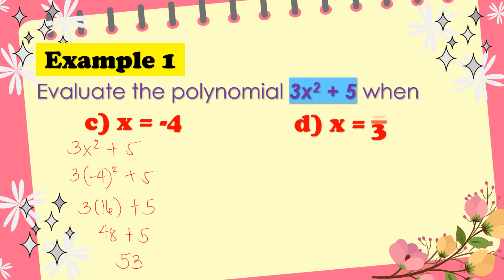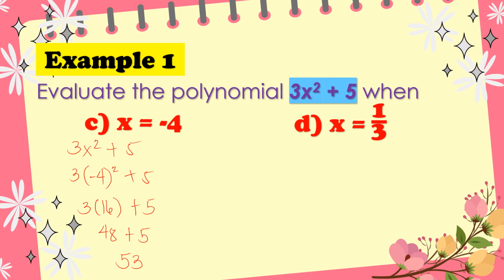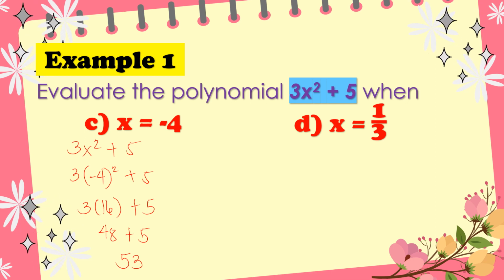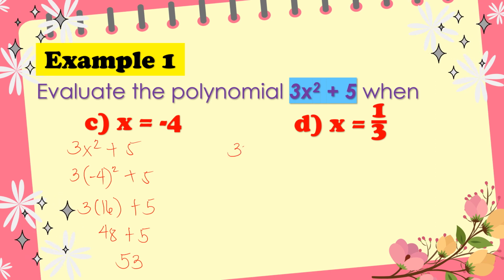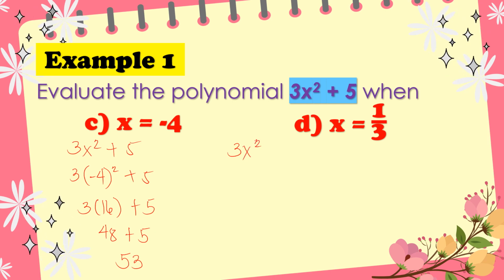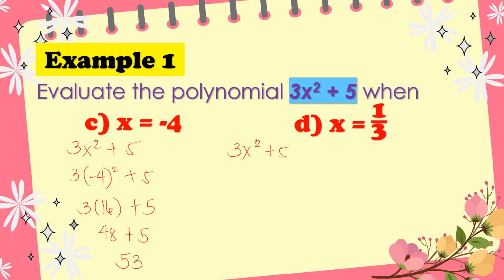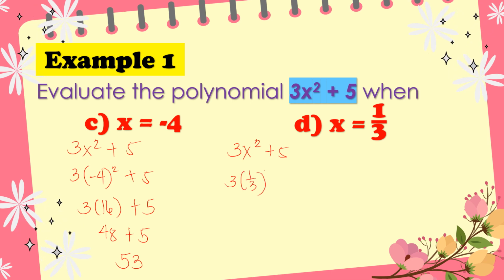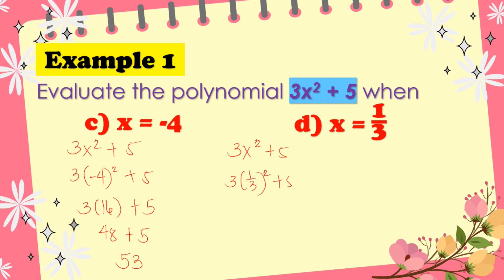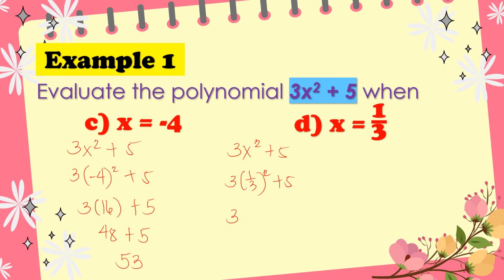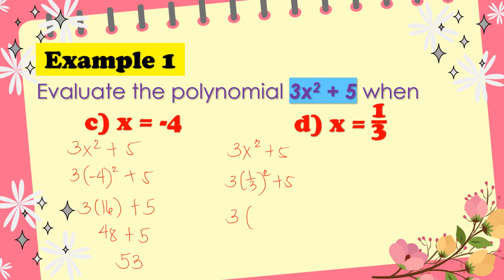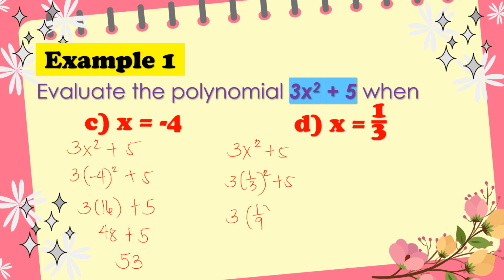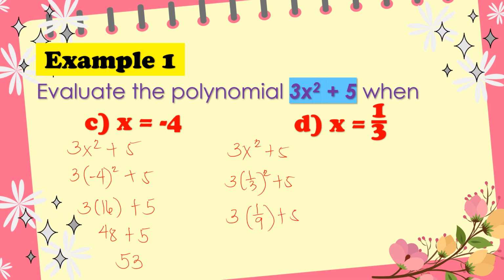Then, when x is equal to 1/3, let us see. First, rewrite the given. 3x squared plus 5. And then, plug in the given value. The 1/3, raise it to the second power. So, copy 3 first. And then, 1/3 times 1/3 is equivalent to 1/9 plus 5.